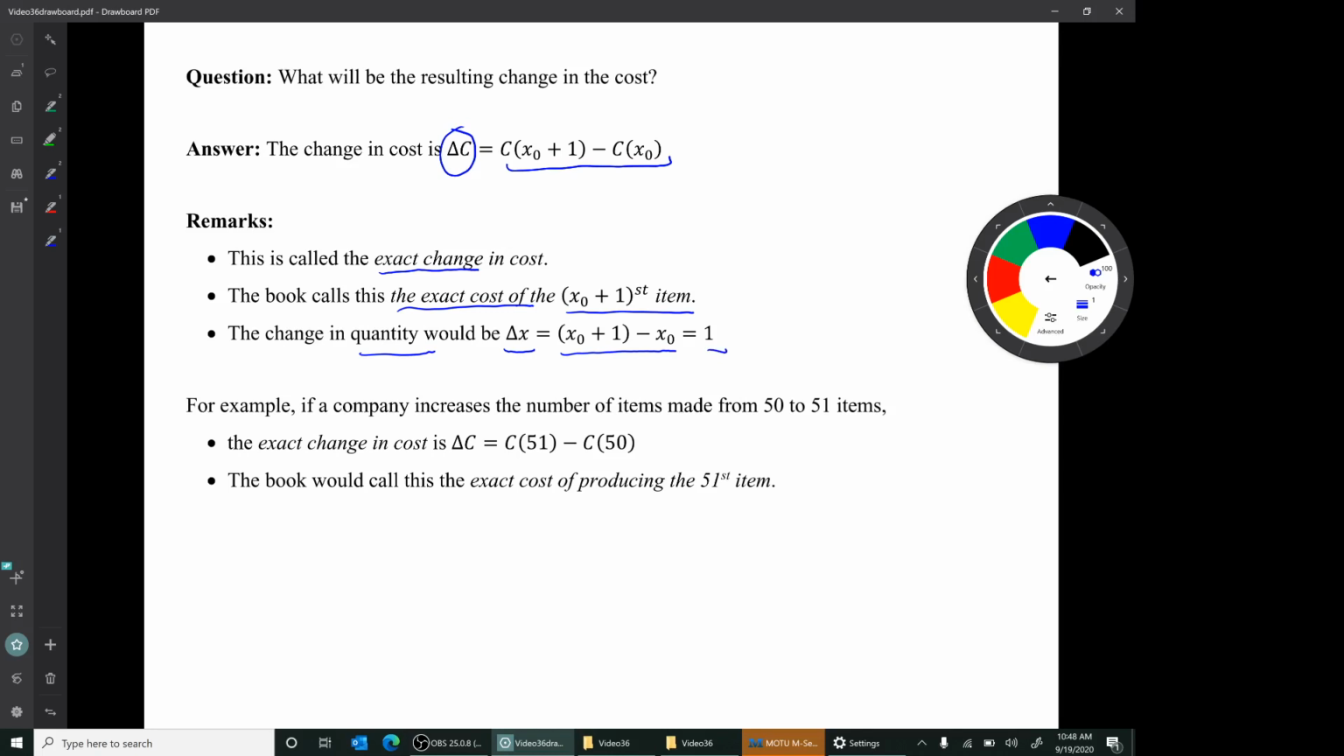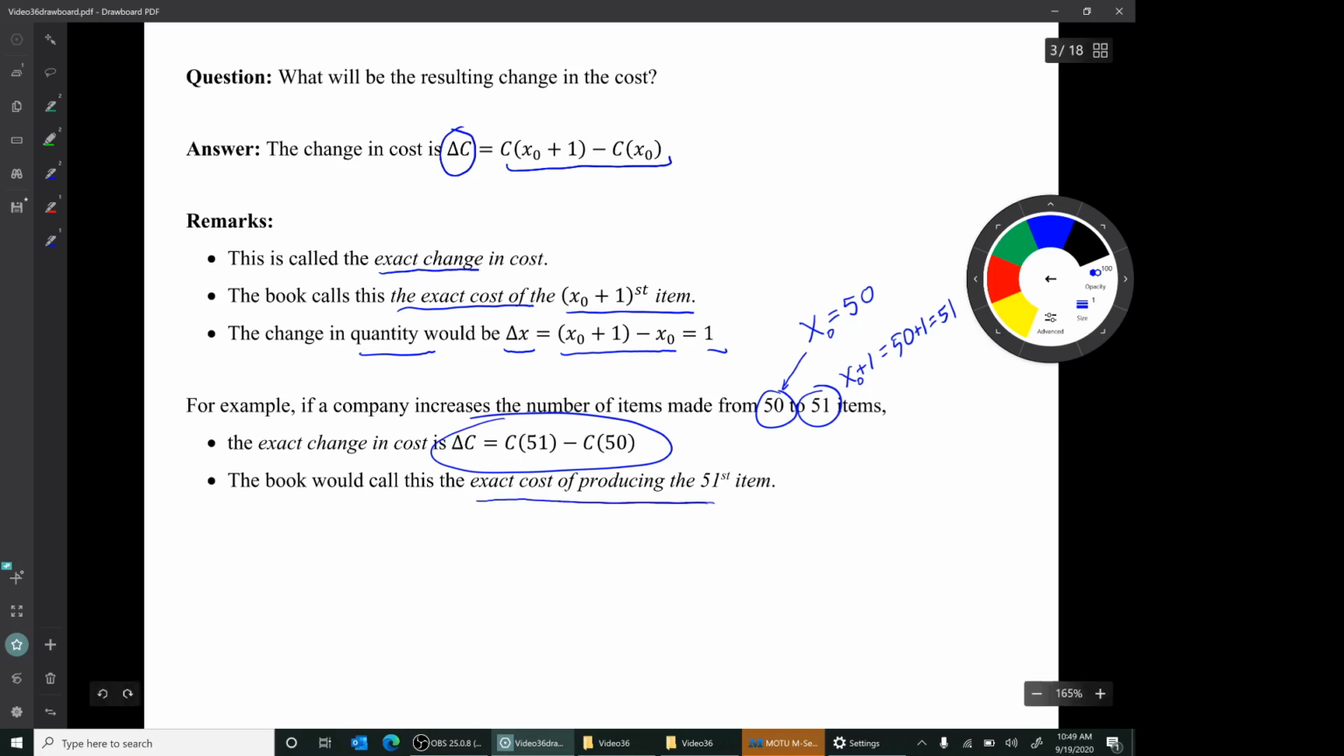So, for instance, if the quantity changed from 50 to 51, that would mean that x subscript 0 would be 50, and x subscript 0 plus 1 would be 50 plus 1, that would be 51. And the exact change in cost would be this: delta C equals capital C(51) minus capital C(50). The book would call this the exact cost of producing the 51st item.